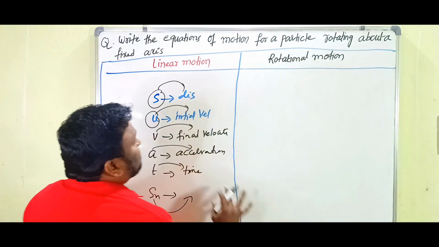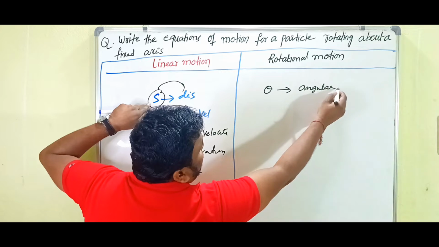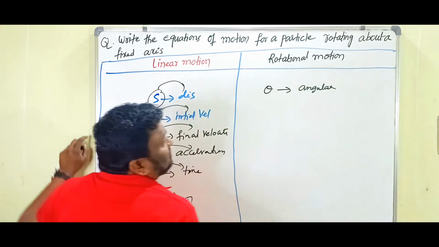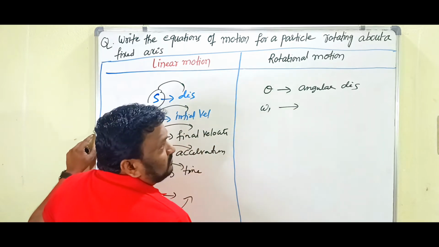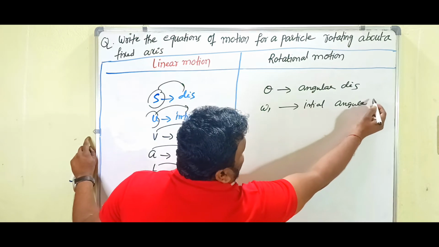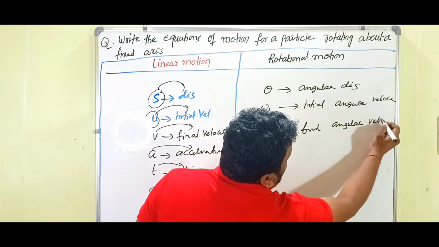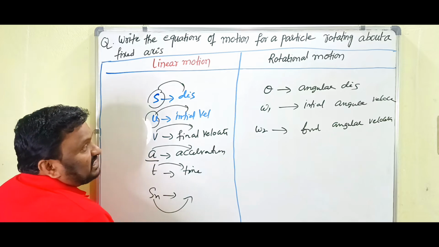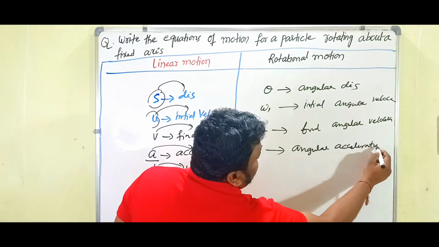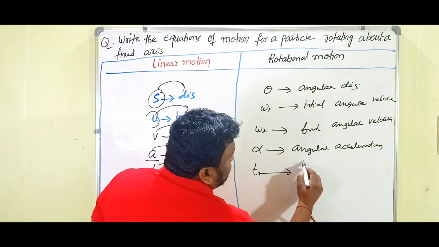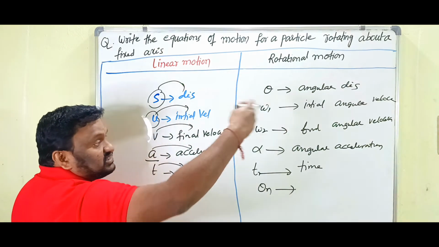Like that, in rotational motion the same terms should be identified like this. Here s is the displacement; now theta is the angular displacement. So we are adding one word, angular. That means the body is in rotational motion. Theta is angular displacement. And u is the initial velocity; here omega 1 is the initial angular velocity. Omega 2 is the final angular velocity. And a is acceleration; here alpha is called angular acceleration. As usual, t is time, the same in both cases. And theta n is the angular distance traveled in the nth second.